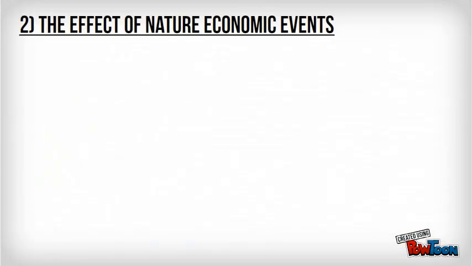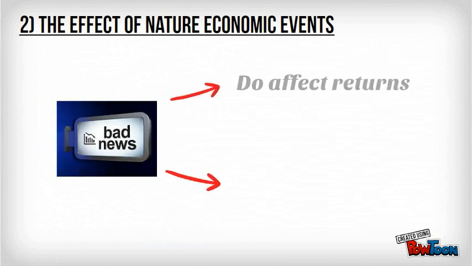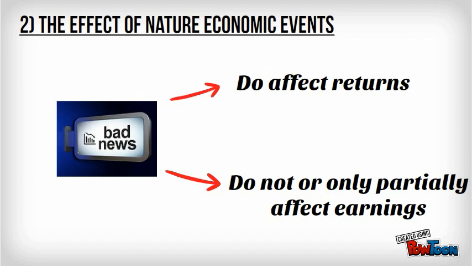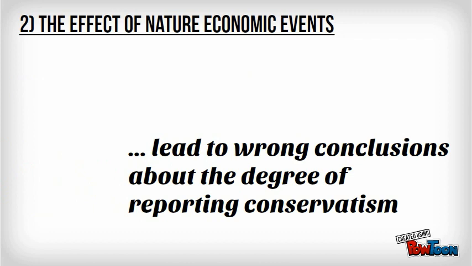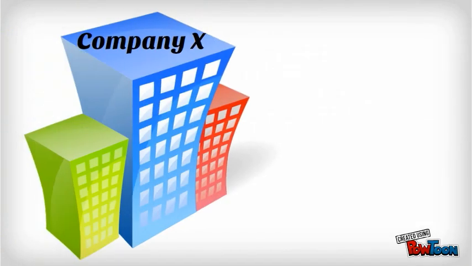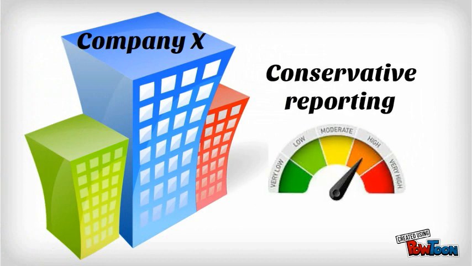The second effect is the effect of the nature of economic events. Certain bad economic events do affect current period's returns unfavorably, but do not or only partially affect the current period's earnings. The DT measure could be understated because of the prevalence of unfavorable events, which leads to wrong conclusions about the degree of reporting conservatism. The reporting stance of this Company X is expected to appear more conservative as assessed by the DT measure.